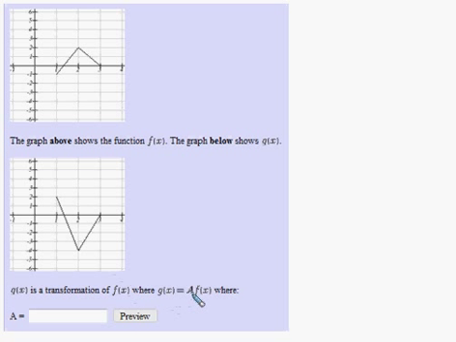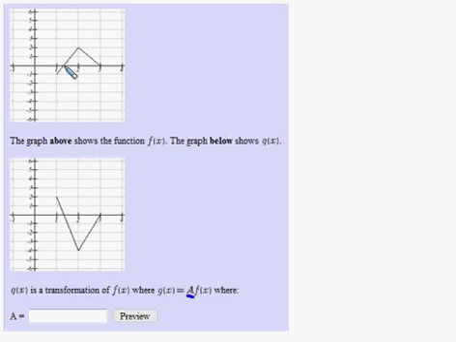G of x is the same thing as f of x, except they multiplied the equation on the outside by some number a. So what that does is potentially two things. If a was positive, it would not do an x-axis reflection, but if a is negative, it would do an x-axis reflection, and that's what you're seeing here. It looks like g is the upside down version of f.